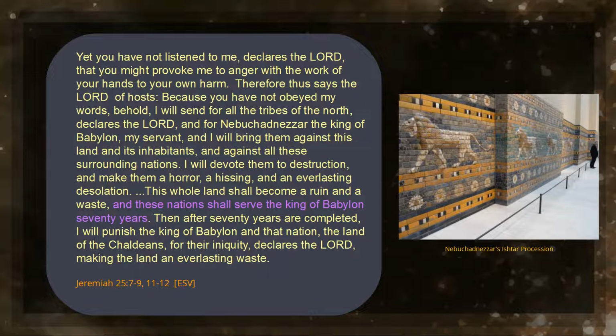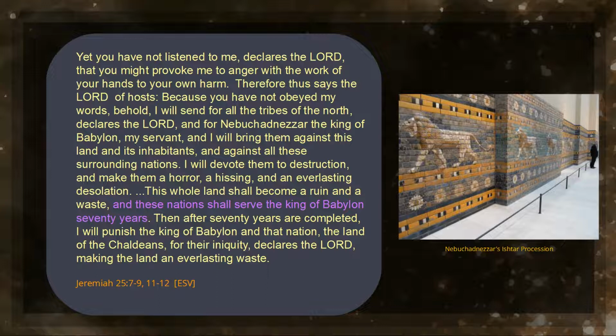I will devote them to destruction, and make them a horror, and a hissing, and an everlasting desolation. This whole land shall become a ruin and a waste, and these nations shall serve the king of Babylon 70 years. Then after 70 years are completed, I will punish the king of Babylon and that nation, the land of the Chaldeans, for their iniquity, declares the Lord, making the land an everlasting waste."